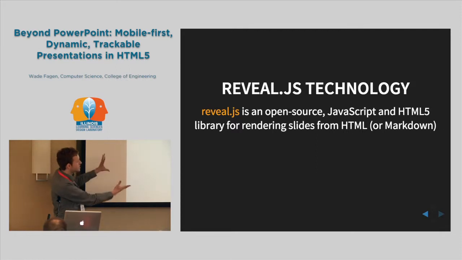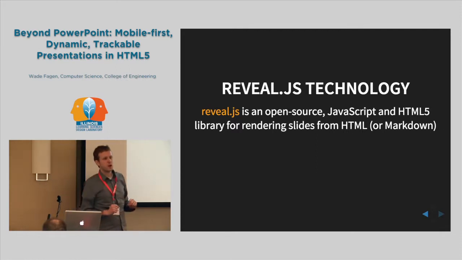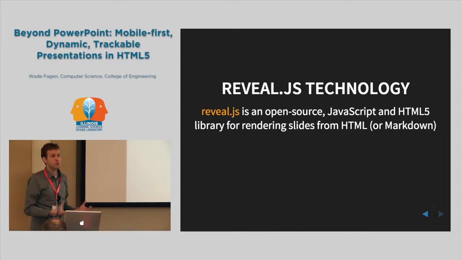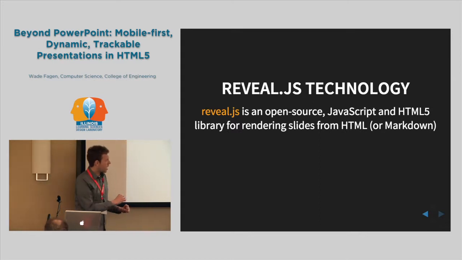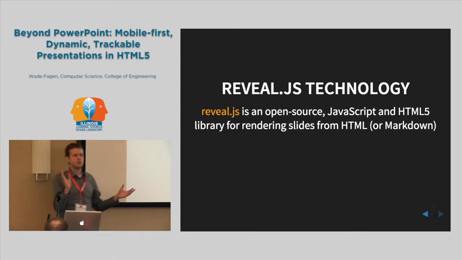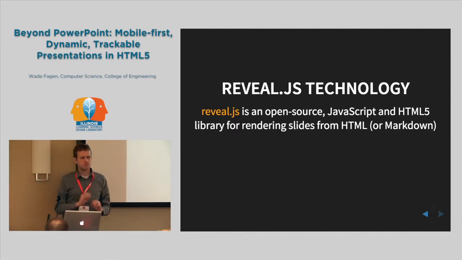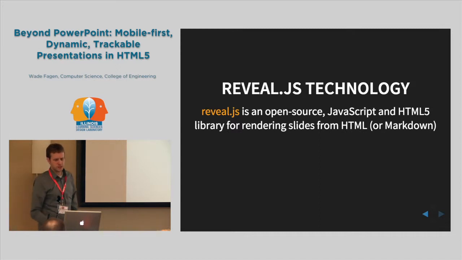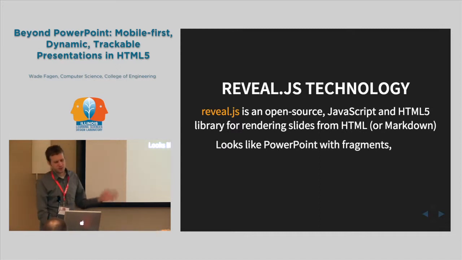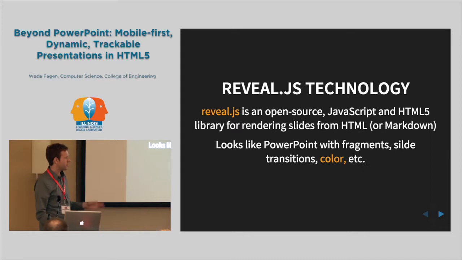So this slide set that you're seeing right now, possibly on your mobile devices as well, is made with a technology called reveal.js. It's just JavaScript and HTML5, but the big thing about it is it's just a library, and it allows you to take raw HTML or Markdown, whatever syntax you're familiar with, so no fancy programming, just plain text, stuff that many of you have already used, and convert it into pretty beautiful slides. And these slides look like PowerPoint. I can do transitions, I can do colors, I can do all that kind of stuff. So you're not losing anything.